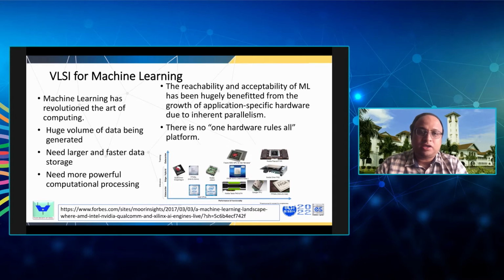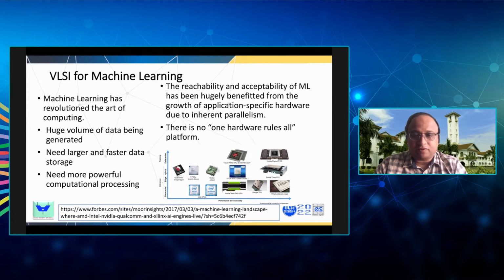But one of the reasons why we have a rebirth of machine learning is the development of our present day architecture and hardware. I would say that the reachability and the acceptability of machine learning has very strongly benefited from the growth of VLSI technology. Due to the various inherent parallelisms that our VLSI circuitry can achieve, we now have the capability of performing data processing with huge volumes of processing power, and therefore we have a plethora of hardware devices. Depending upon various applications, performance and functionalities, we have inherent hardware circuits which can enable this technology of machine learning.